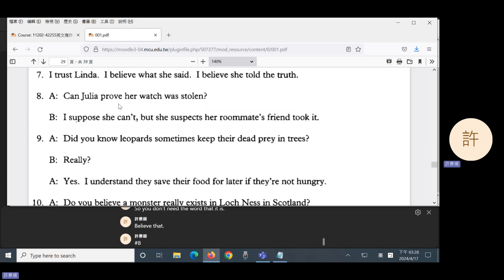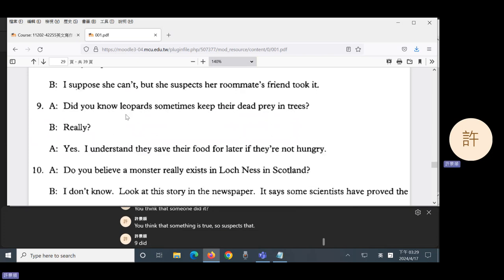Number eight, can Julia prove that her watch was stolen? B, I suppose that she can't, but she suspects that her roommate's friend took it. So the word suppose just means guess. So you need to guess something, right? Suspect means like you think that someone did it. You think that something is true. So suspects that. Nine, did you know that leopards sometimes keep their dead prey in trees? B, really? A, yes. I understand that they save their food for later if they're not hungry.